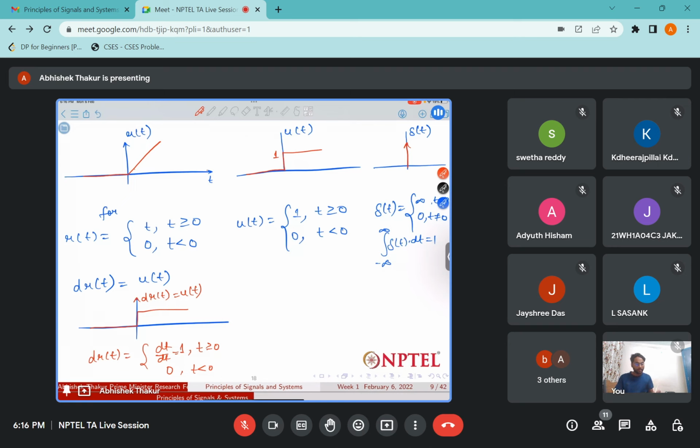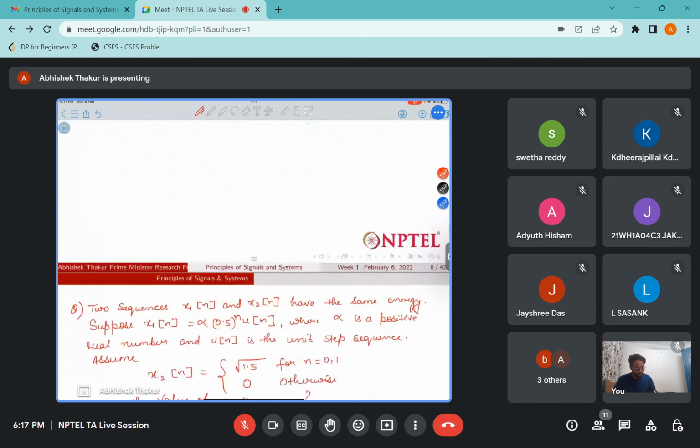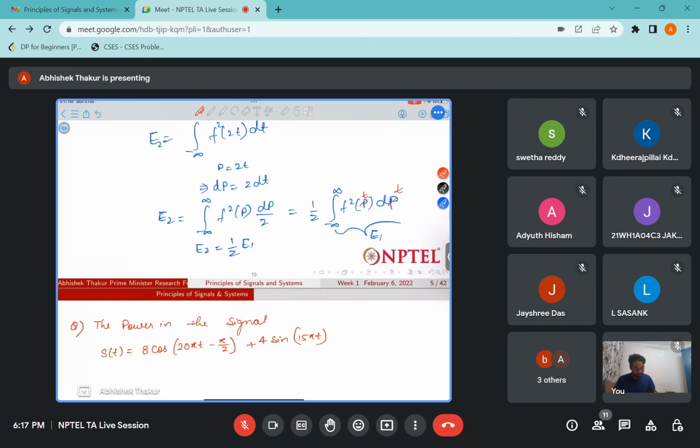Okay. Now when you integrate u(t), what will you get? Integration of u(t) dt. See, you can break this integration from minus infinity to 0, that is 0 into dt, plus 0 to infinity, that is 1 into dt. So here you will get, this is 0 because the integration of 0 is 0.